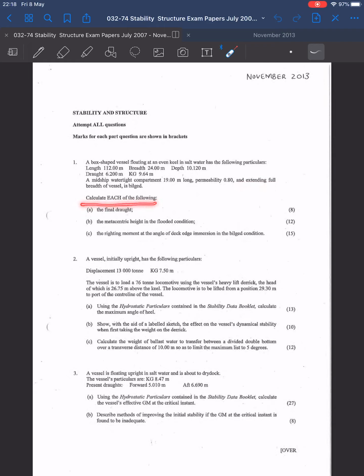Calculate each of the following. A. The final draft. B. The metacentric height in the flooded condition. C. The righting moment at the angle of deck edge immersion in the bilged condition.